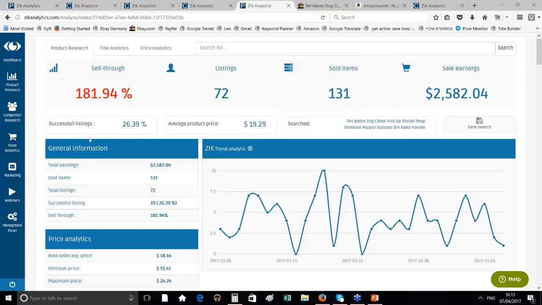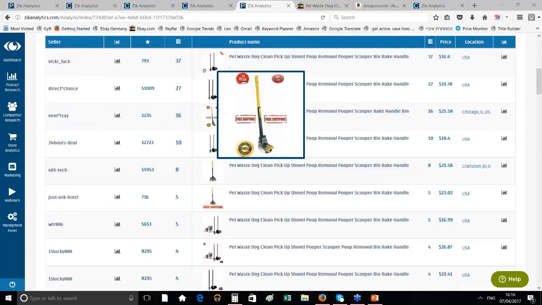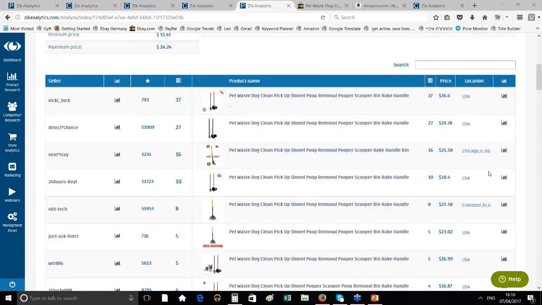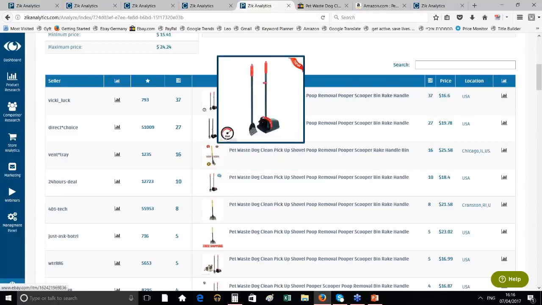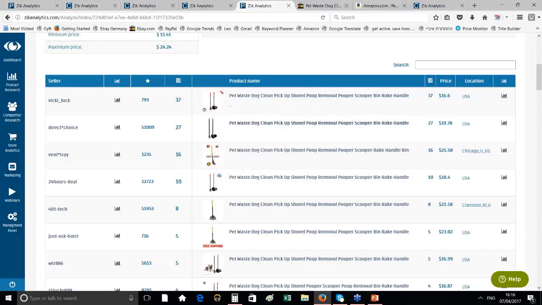Good. So we came here, still the results are less interesting. We want to see again the sellers. We're still navigating to find a very, very good seller. So we come here. Now take a look at what we see here. The first guy, Vicky Luck, 793 feedbacks, sells this product for 16.6, very low profit, 37 times. He has low feedbacks. But the second guy, already more interesting, sells similar items with the same title for $19. He has a lot of feedbacks, but he sells it more expensive, $3 more expensive.